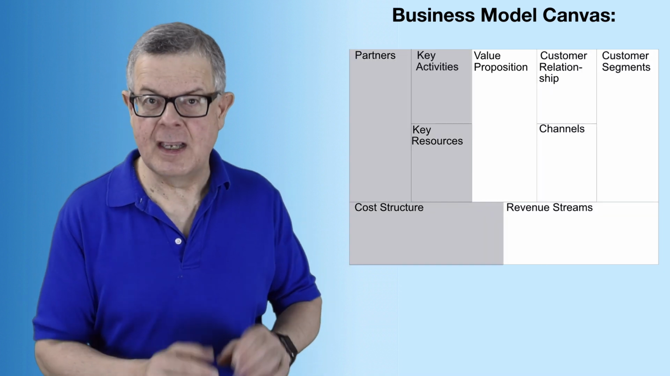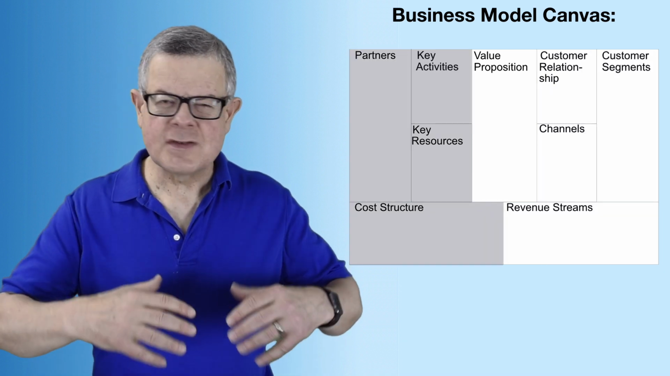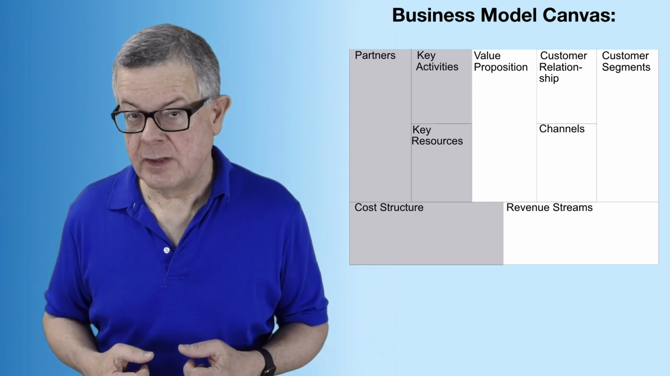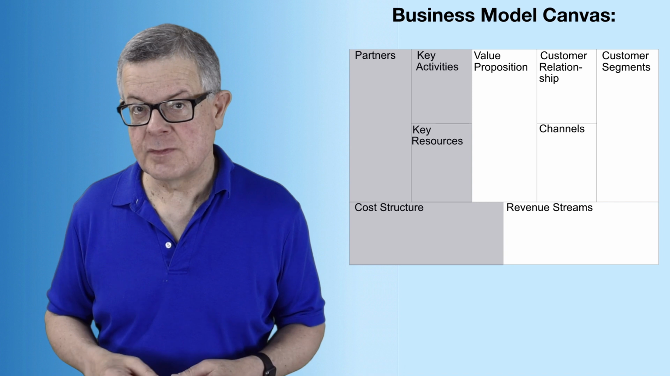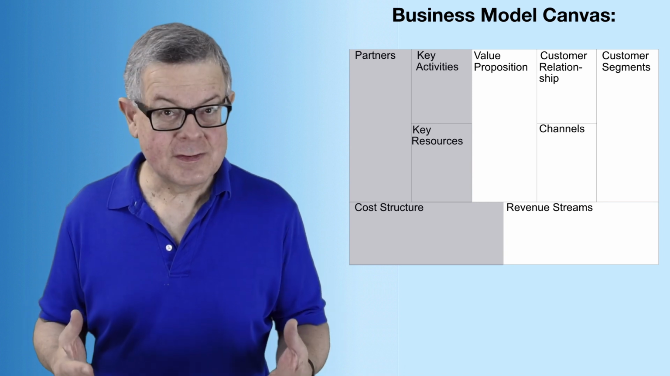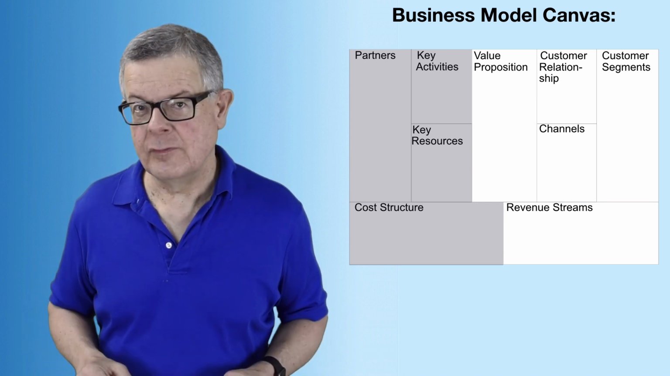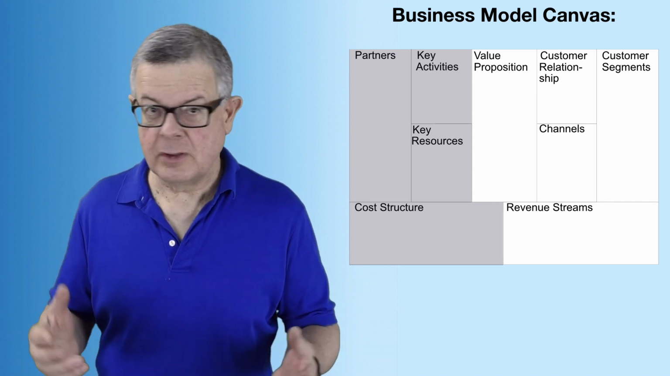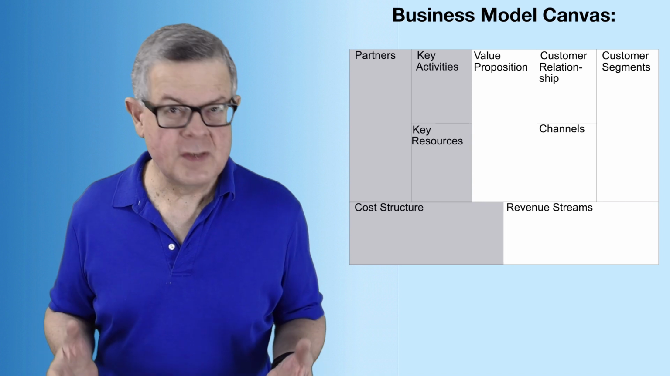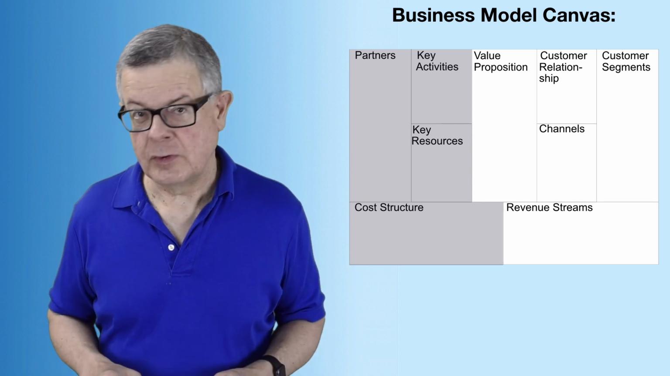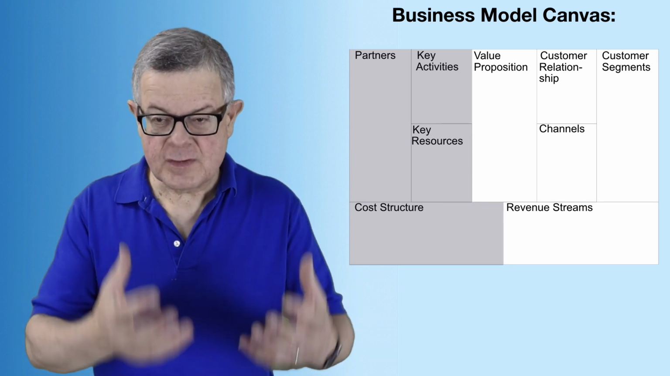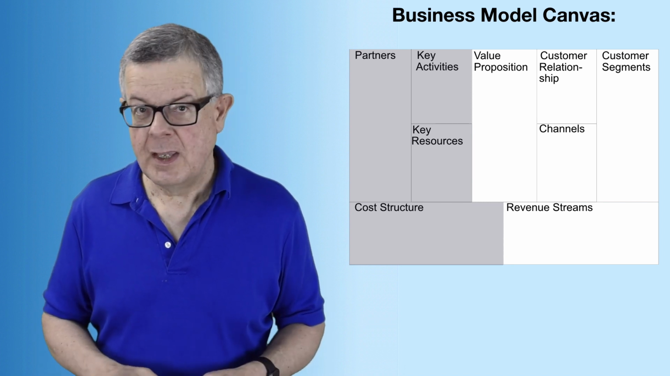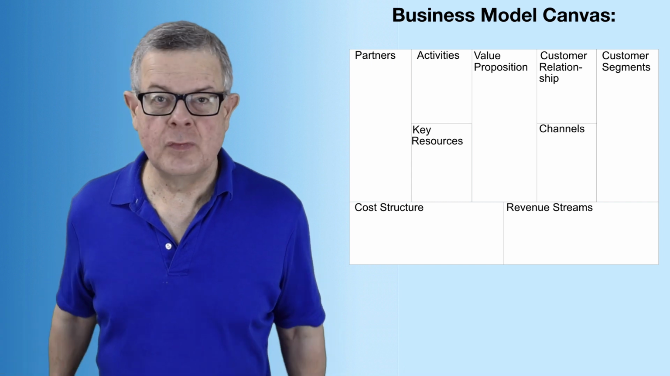Now, the left side of the canvas is more oriented toward things that are ultimately going to drive cost. What, for example, are the partnerships that you'll need to develop to be successful in this market? What are the key activities involved in this kind of a business? And what are the key resources? People, capital, intellectual property. What are the key resources you'll need to be successful in this business? And how does all that result in a cost structure for the business? So that is the overview of the canvas.